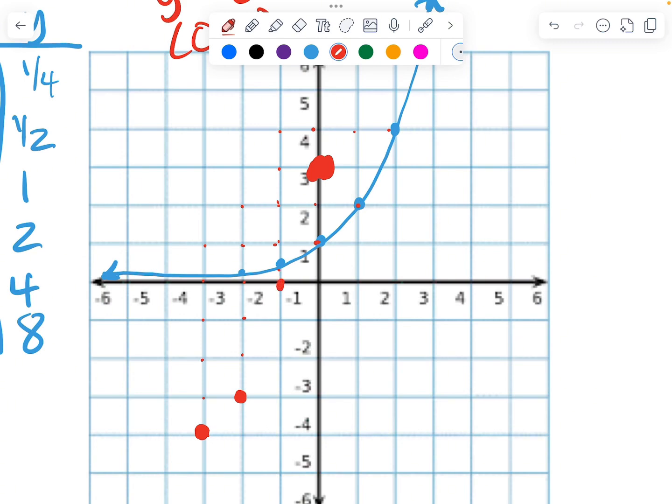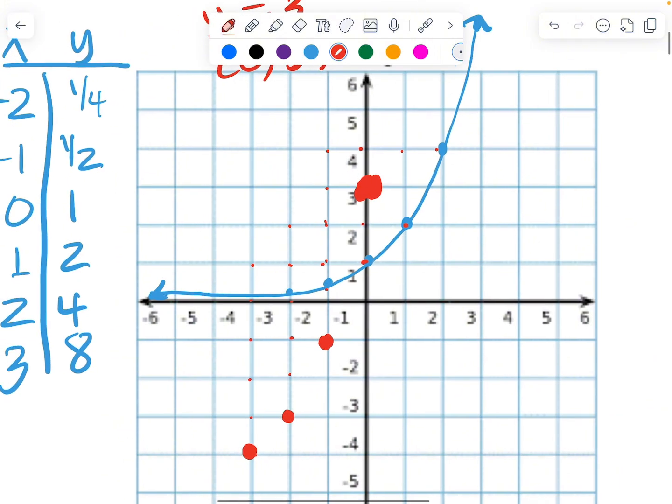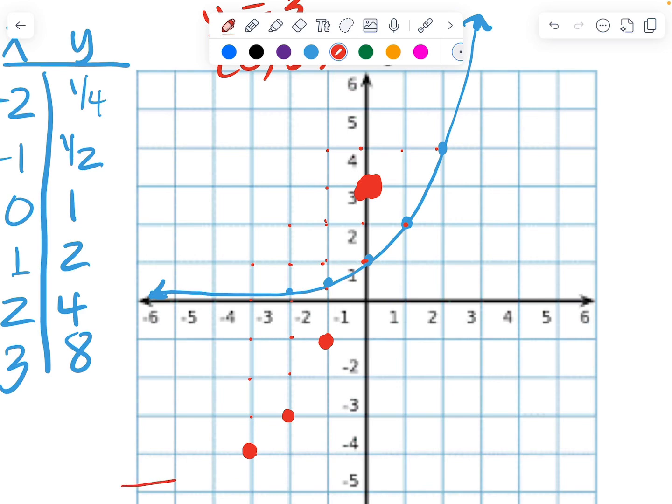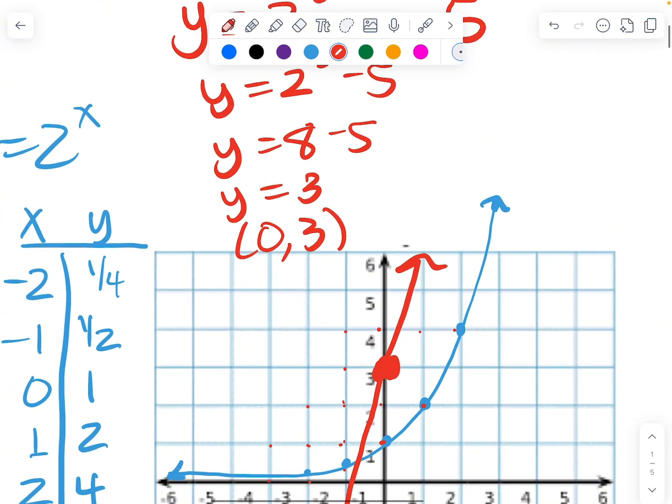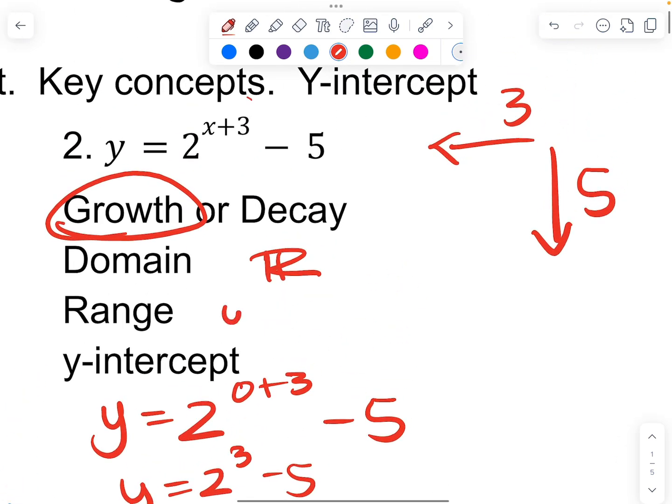Is that right? 1, 2, 3, 4. Oh, nope, here. There we go. And we know it's going to go through there. Then it's going to get closer and closer to here, and it's going to go up like so. So it's not going to be lower than -5, but it's going to be greater than -5. So y is greater than -5.